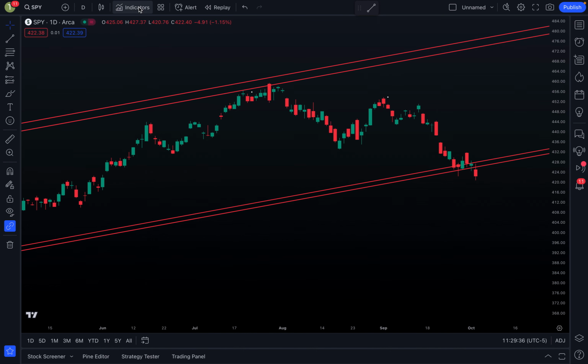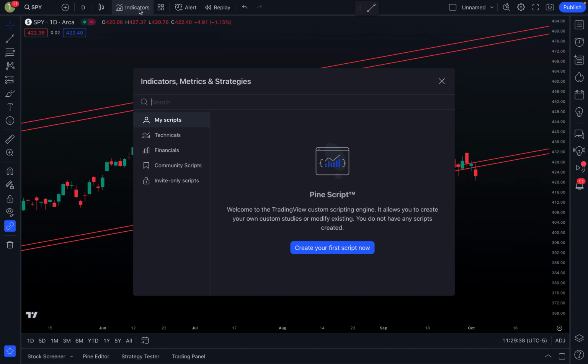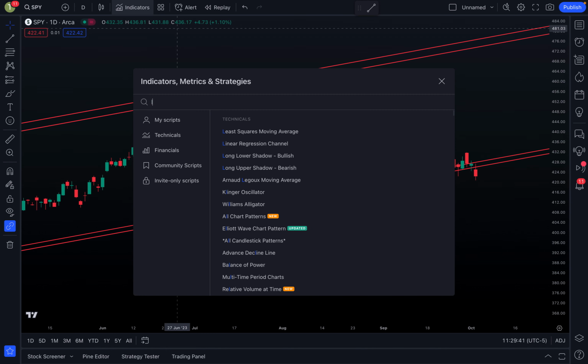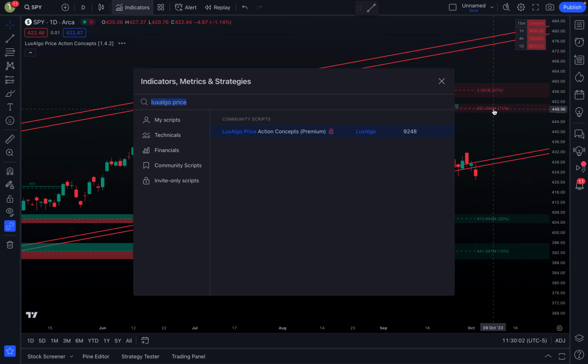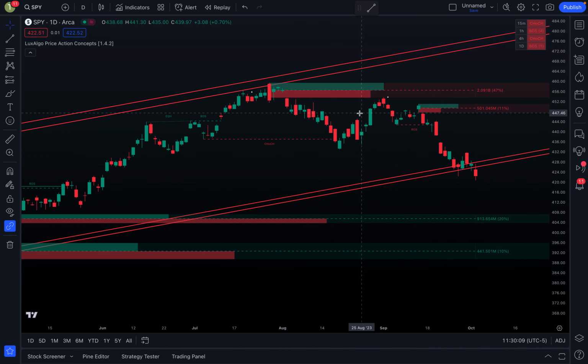So the first thing here is, how do we add this indicator to our chart? We go into the indicators tab up here and search up Luxalgo price. Just by doing that, you should see it here, Luxalgo Price Action Concepts. Again, this is a premium indicator. Luxalgo also has some free indicators as well. All we need to do is click on this, and it's going to add it to our chart back here. You can see something happened. Now we can close out of this, and it has added this to our chart.